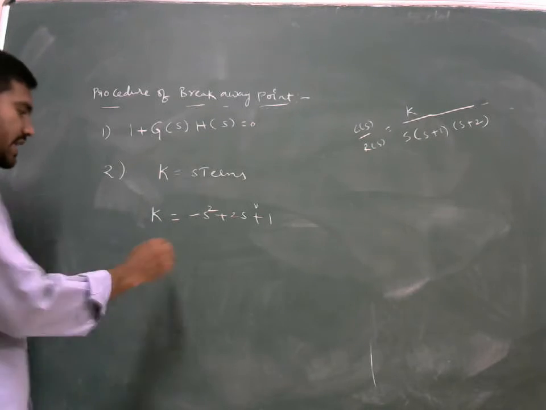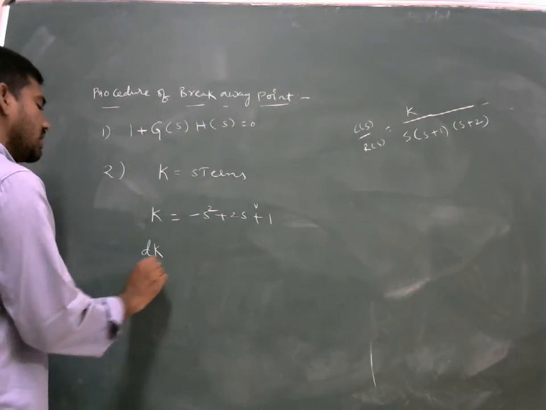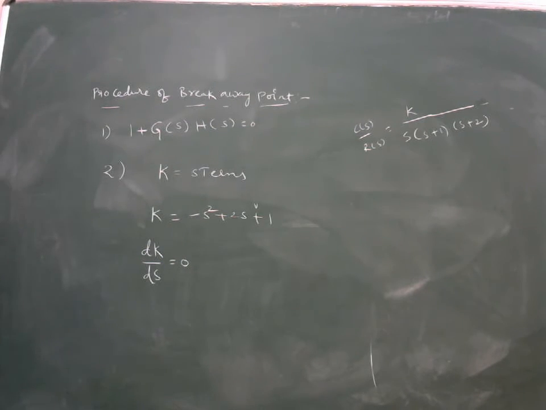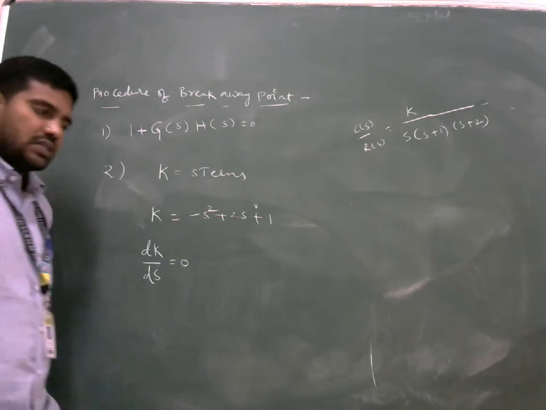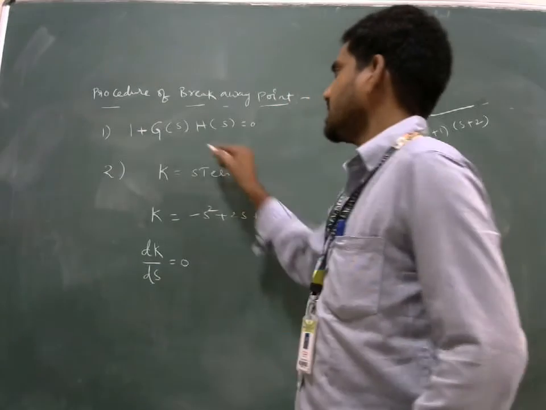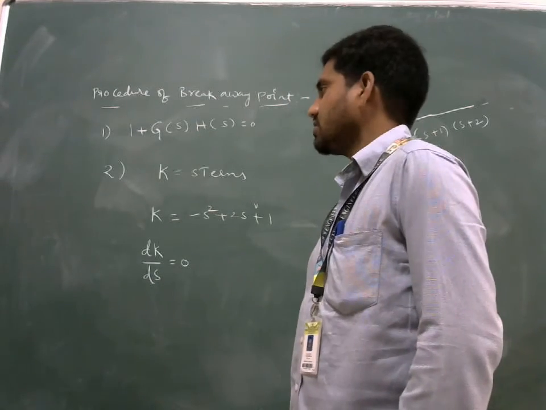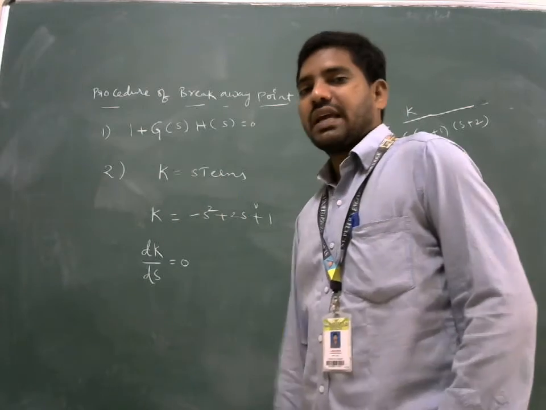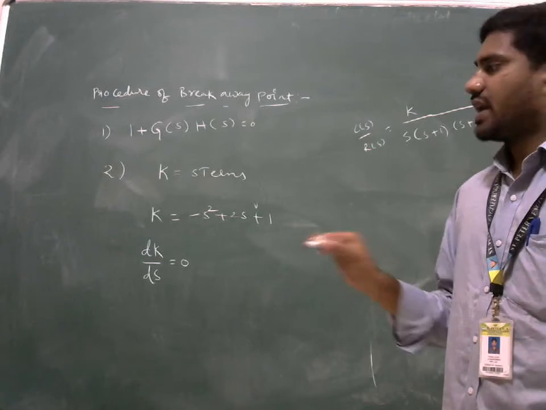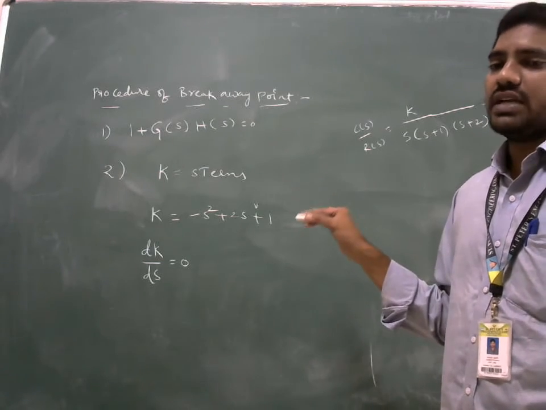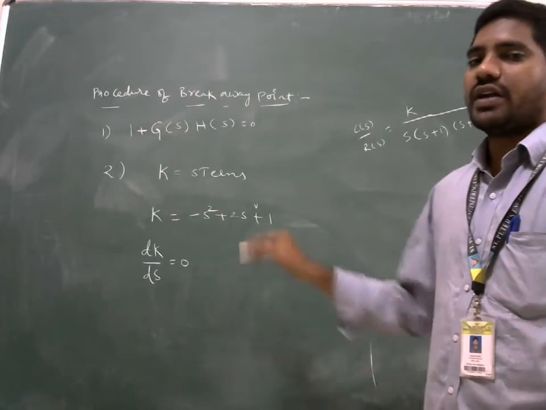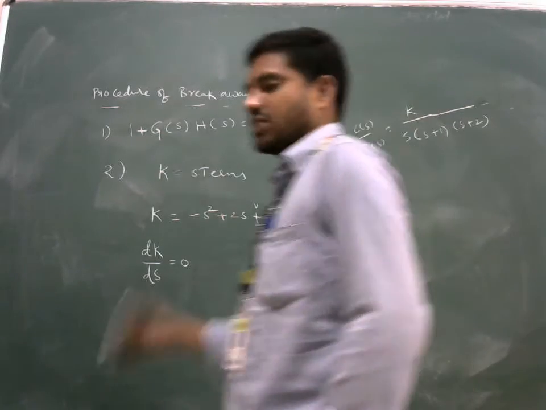Once you get the K value, you need to find dK by ds equal to 0. First we consider the characteristic equation, 1 plus G(s) H(s) equal to 0. From that you find the K value, separating the terms so that K is in terms of s. Once you get K, we find dK by ds and equate it to 0.